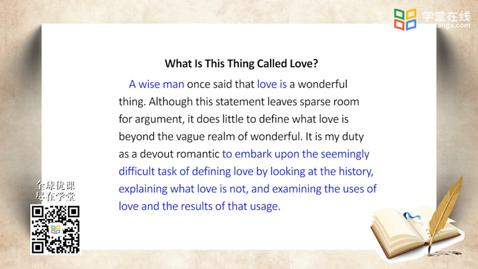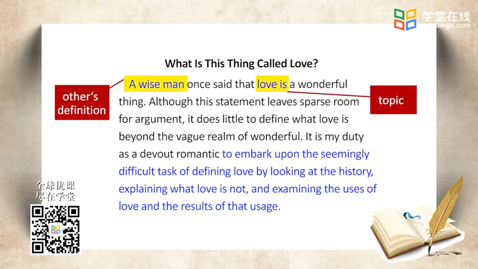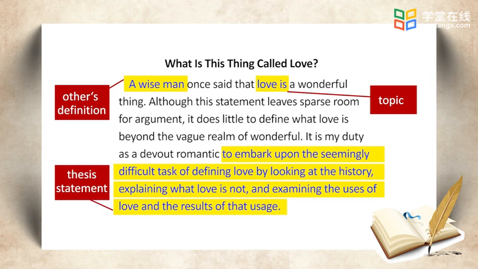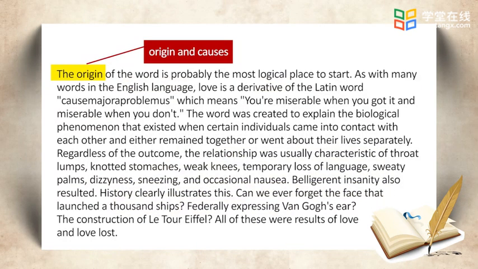What is this thing called love? In the first paragraph, the author leads in the topic by using another definition of love, and then points out his purpose of writing this essay: to embark upon the seemingly difficult task of defining love by looking at the history, explaining what love is not, and examining the use of love and the result of that usage. In the second paragraph, the author tries to detect the origins and causes of love.